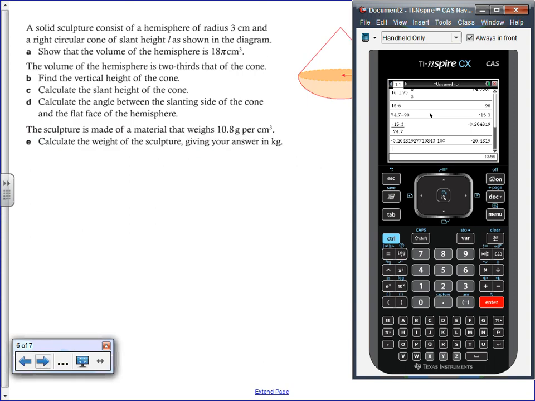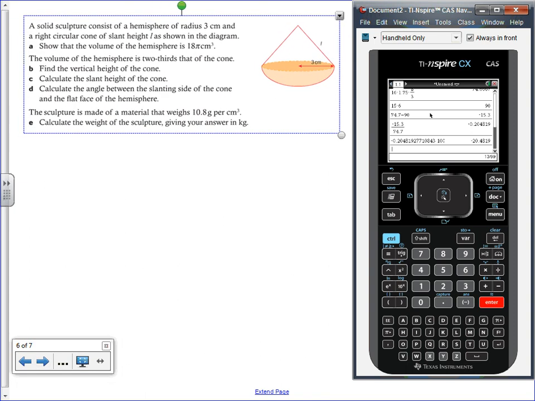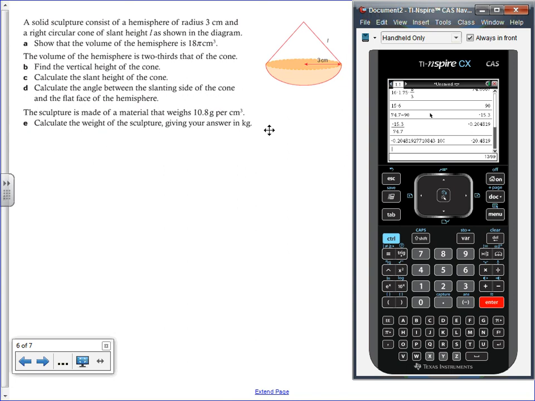And then the final example I want to go over with you here is a pretty complicated one. This is a paper 2 type question. It involves some three-dimensional stuff and then some other stuff that they're trying to bring in. So we have a solid sculpture consisting of a hemisphere and a right circular cone on top of that. Show that the volume of the hemisphere would be 18 pi.